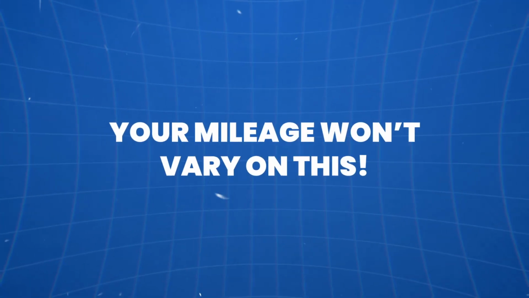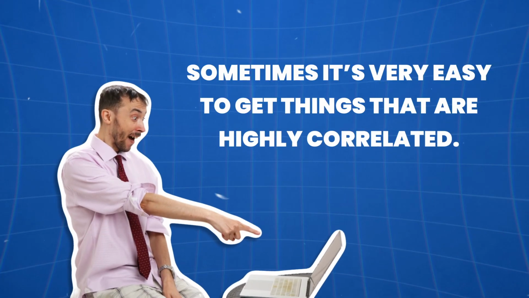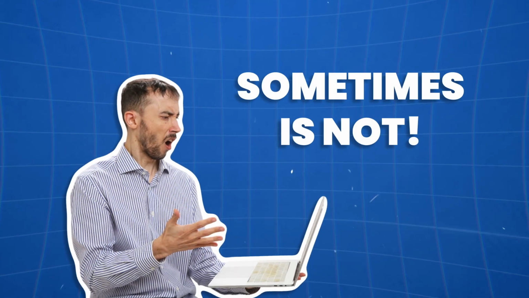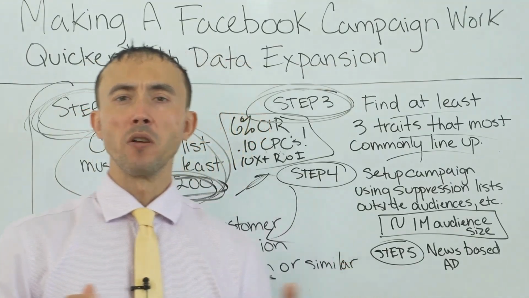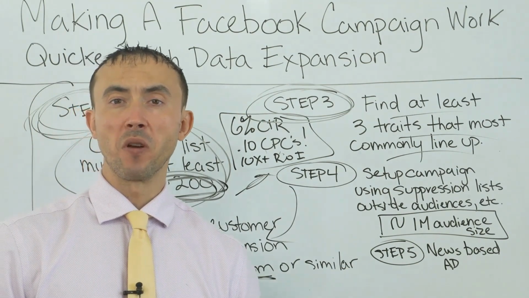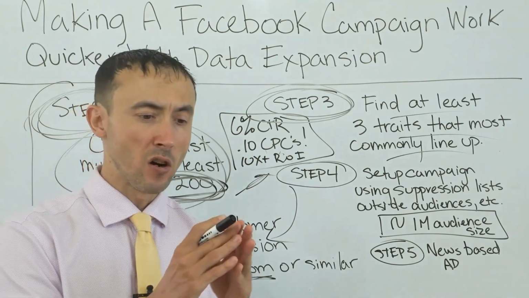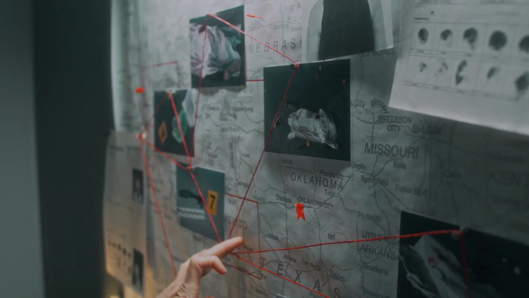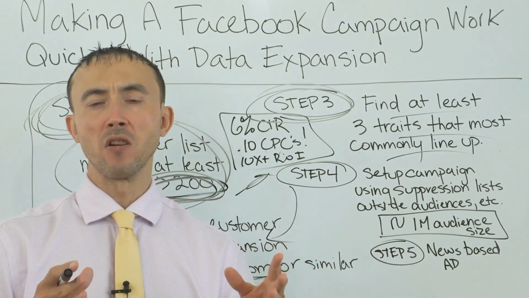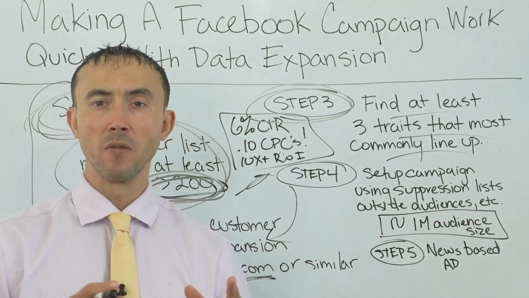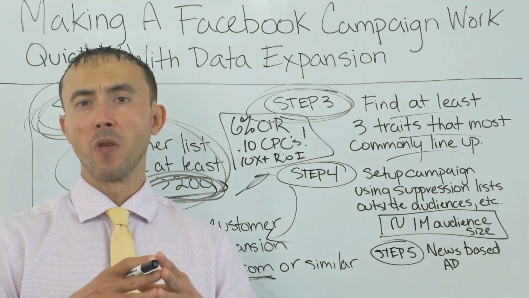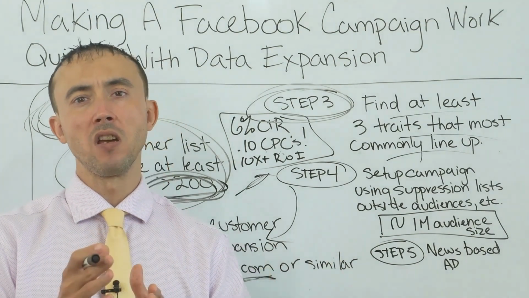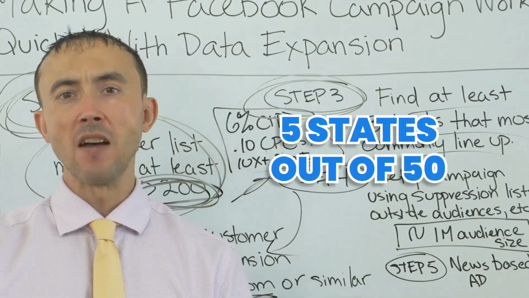Your mileage will vary on this. Sometimes it's very easy to get things that are highly correlated with what you're doing, and sometimes it's not. For security products, just as an example, because we've sold those before, you'll find that certain locations do much better than others, that is, locations with high crime. The bigger the customer list, the better you can obviously do this as well, just to state the obvious. But you'll find that the people who are normally your customers mostly come from, let's say, 5 states out of 50.